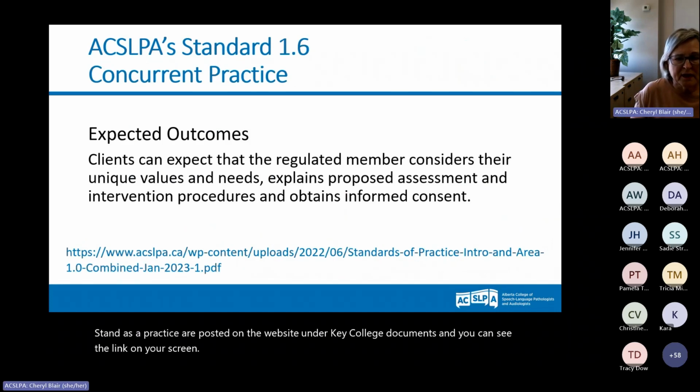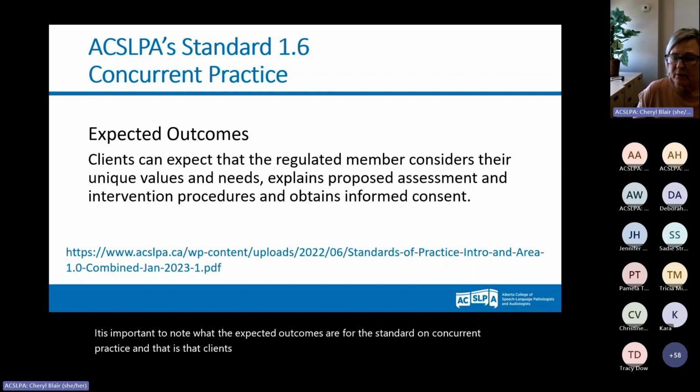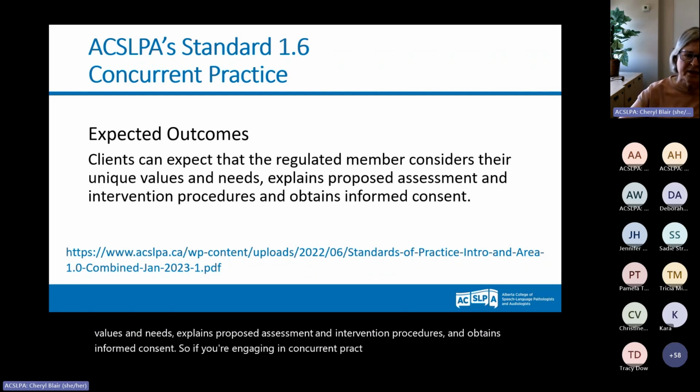It's important to note what the expected outcomes are for the standard on concurrent practice, and that is that clients can expect that the regulated member considers their unique values and needs, explains proposed assessment and intervention procedures, and obtains informed consent. So if you're engaging in concurrent practice, ask yourself, am I meeting this expectation?